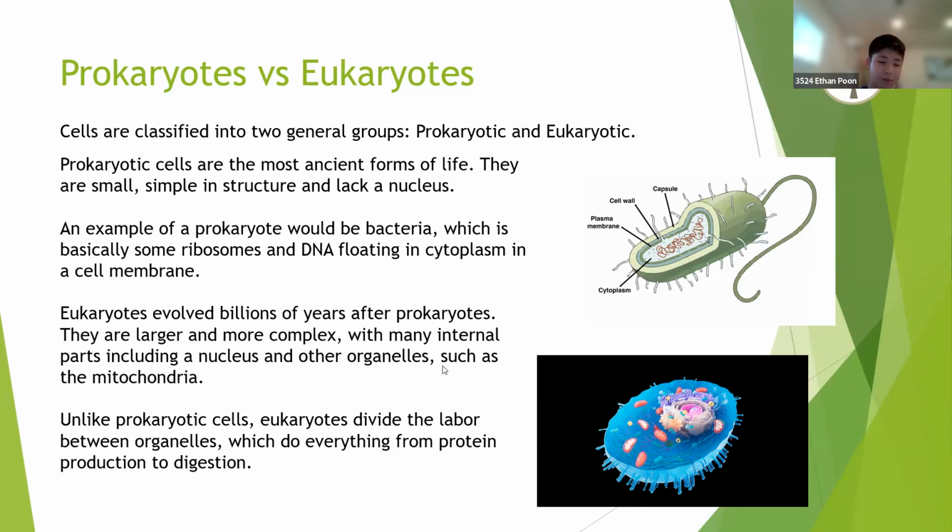And then, unlike prokaryotic cells, the main difference between them, besides their size, is that they divide the labor between organelles, which do everything from protein production to digestion. So an organelle is basically like a little part of the cell that has a different purpose. Each organelle has a different purpose. A mitochondria is one of them. They do energy stuff. And then the nucleus, etc.